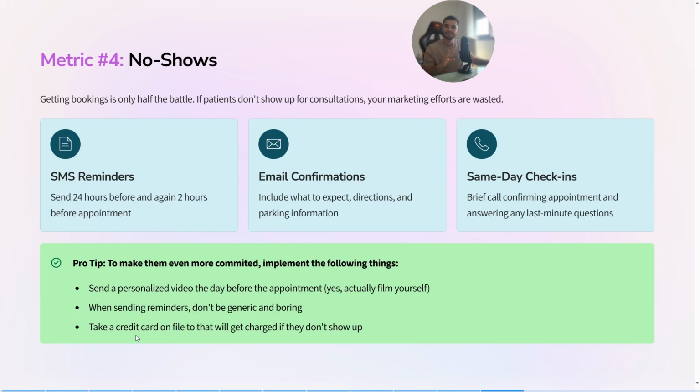And the last thing, it's not mandatory, but it really, really helps, is to take a credit card on file that will get charged if they don't show up. You want to make sure that they are committed to coming. Your time is valuable and you have the tools to help them. So you want to make sure that you pull all the levers possible to make sure that they're going to show up to this consultation. Again, people that deal with depression are not easy. They're going through a rough time, and you want to make sure that you have all pieces of the puzzle in place to make sure that they're going to show up.